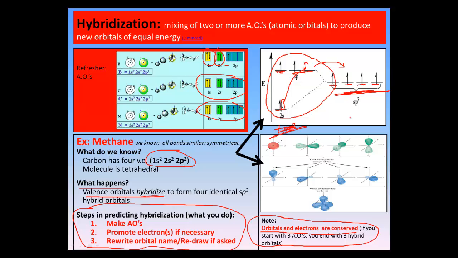So what do we call these things? Well, we call them sp3 hybrid orbitals. sp3, and it's really easier than you think. The sp3 hybrid orbitals are made out of 1 s and 3 p's. So 1 s and 3 p's.